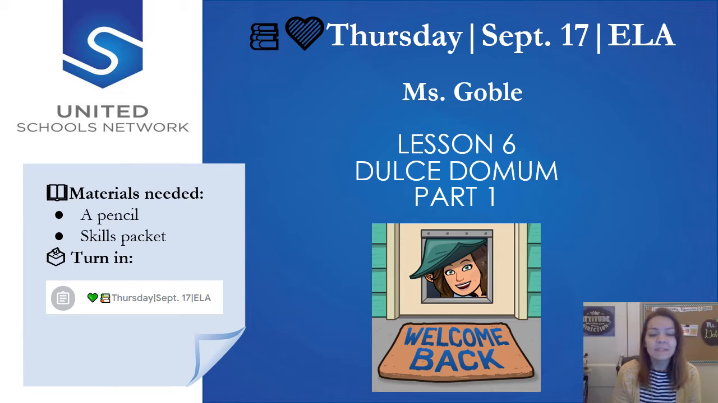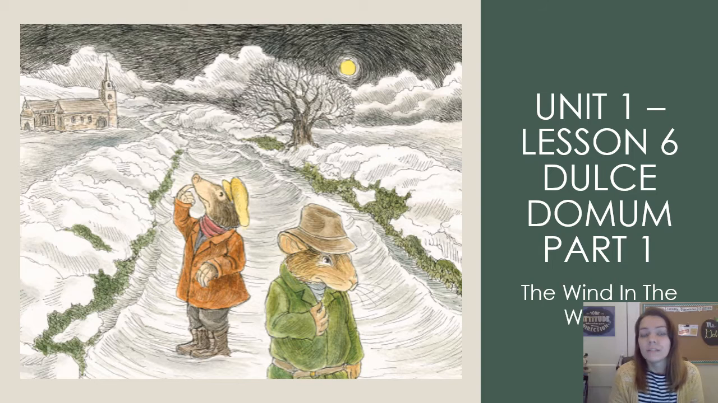All you'll need is a pencil and a skills packet if you have some extra time, and by the end of today you will turn in Thursday, September 17th, ELA. Our chapter today is called Dolce Domum, and this just means home sweet home. So you might already have an idea of what could happen in our chapter today.